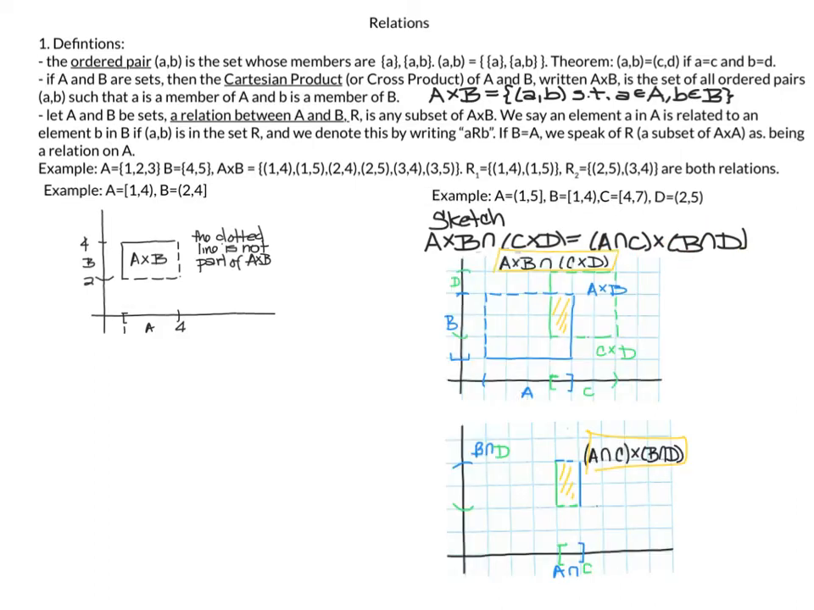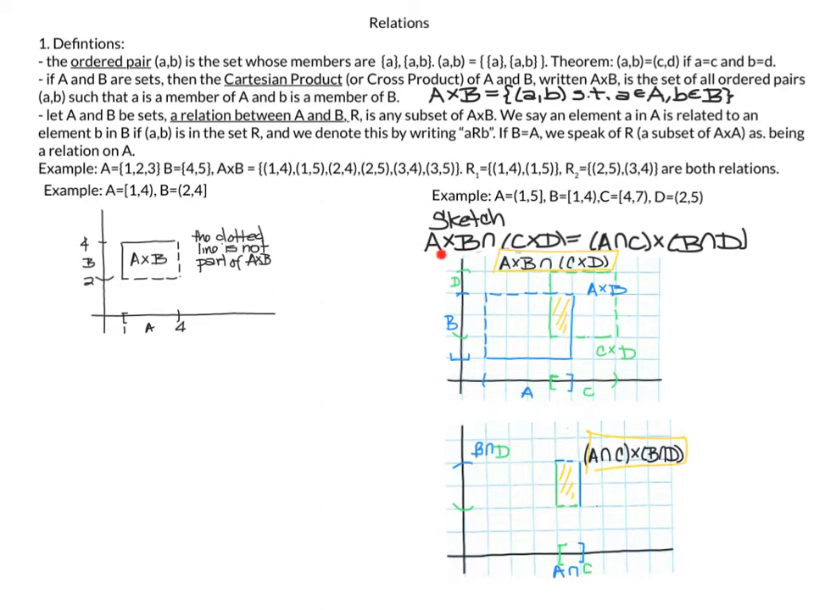So for my next example, I have A equal to the half open interval 1, 5, B equal to the half open interval 1, 4, C is 4, 7, and D is the totally open interval 2, 5. I want to sketch A cross B intersect with C cross D, and then also sketch A intersect C cross B intersect D, and observe in my sketches that they are equal. This isn't a proof, and the proof is something like what we did in the last video, but I will show you the sketch so you can see visually what's going on.